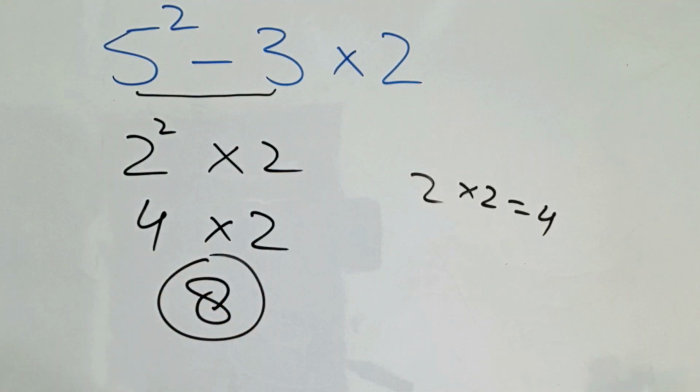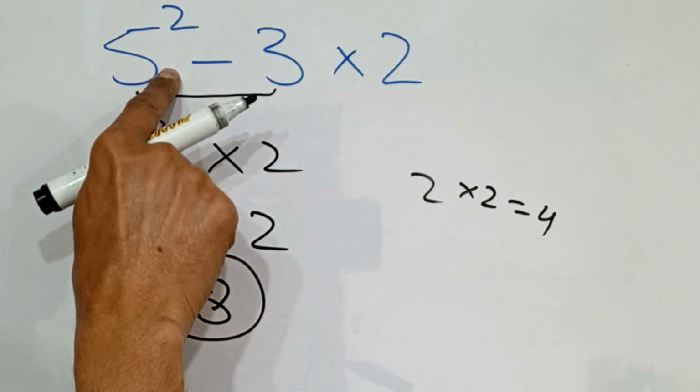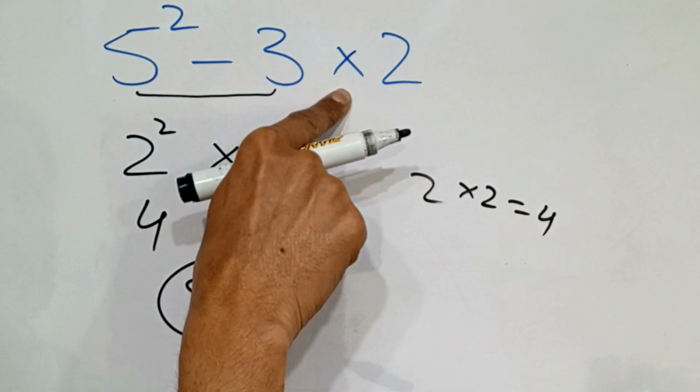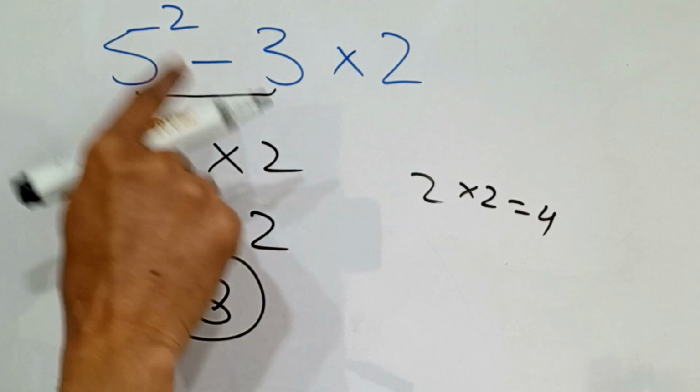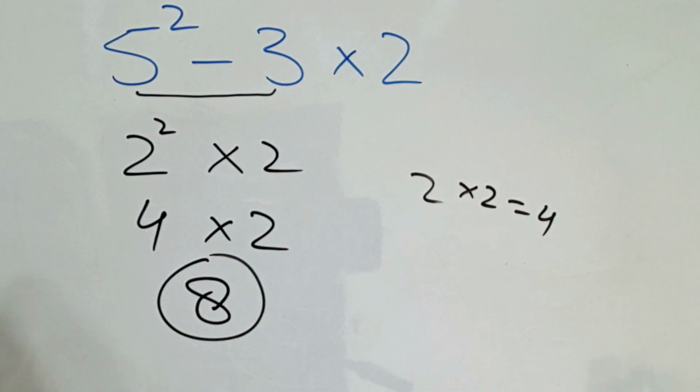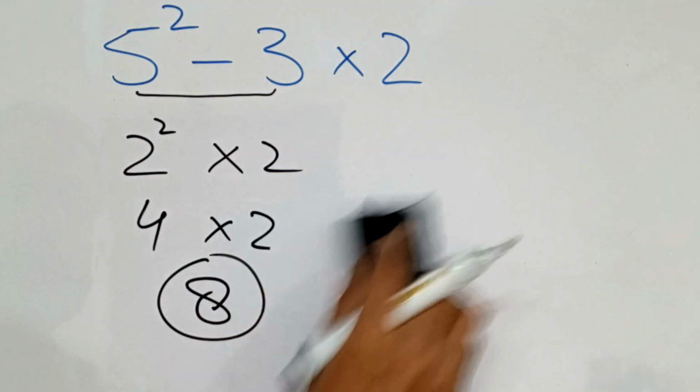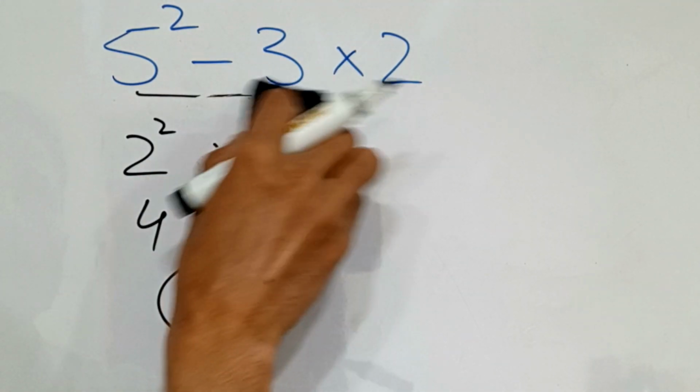But this is wrong. Why? Exponents first, then multiplication and division, then addition and subtraction. So follow the order of operations. We use the PEMDAS rule. Now let's solve it correctly.